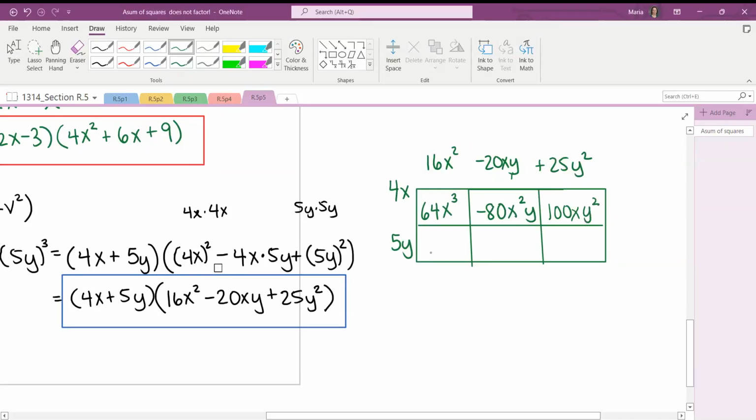And then 5 times 16 is 80. We've got x squared times y. 5 times negative 20 is negative 100. We've got x times y, which is x y squared. And then lastly, we've got 5 times 25, that's 125. y times y squared is y cubed.